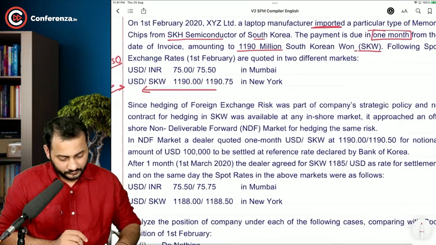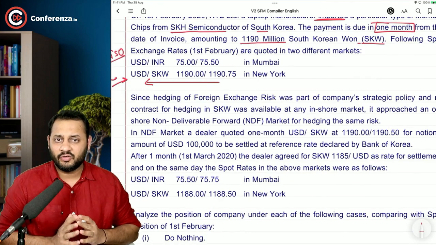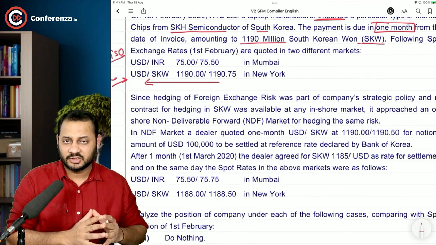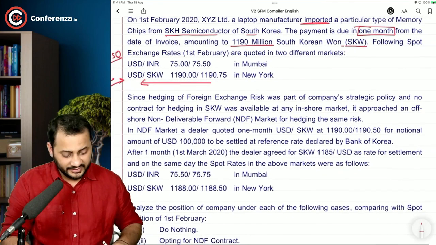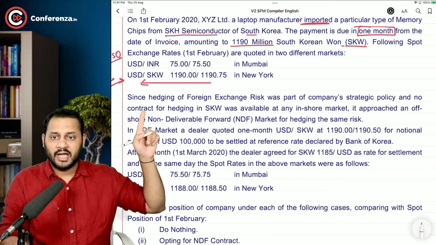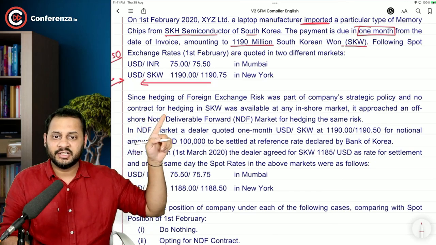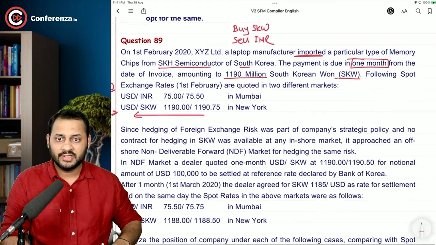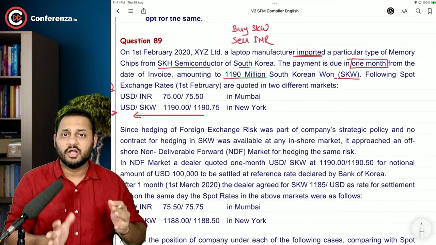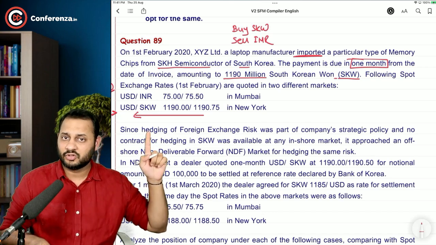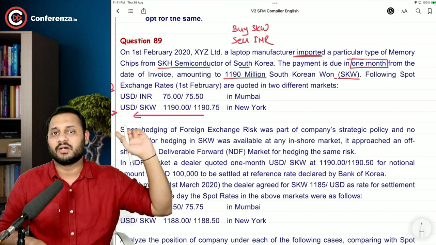Since hedging of foreign exchange risk was part of the company's strategic policy and no contract for hedging in SKW was available at any offshore market, you can see that only spot rates are given. Forward rates for SKW are not given, not even in the cross market as well.